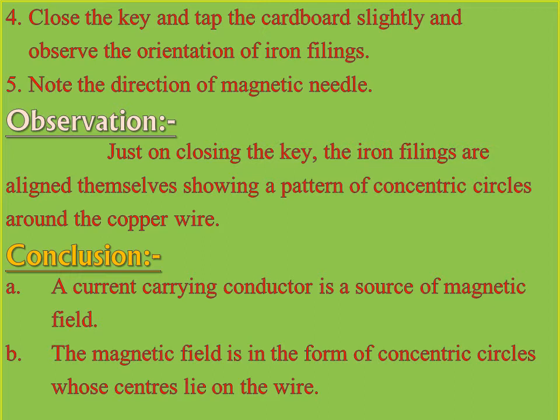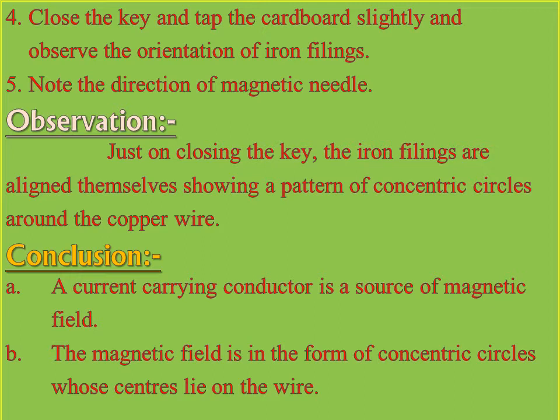We can observe that the iron filings align themselves, showing a pattern of concentric circles around the copper wire. That means when the current starts flowing through the circuit, the iron filings which we have sprinkled on the cardboard are aligned like circles around the wire. So we can conclude from the activity that a current carrying conductor is a source of magnetic field.